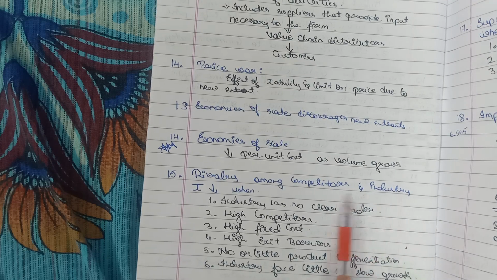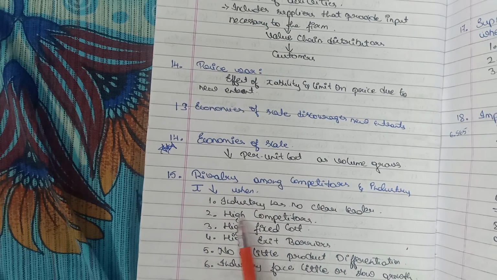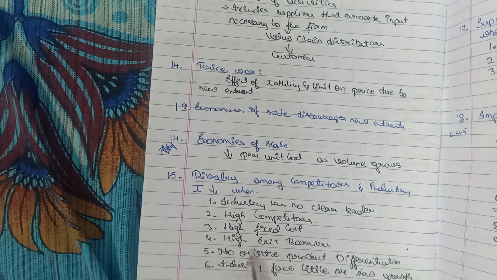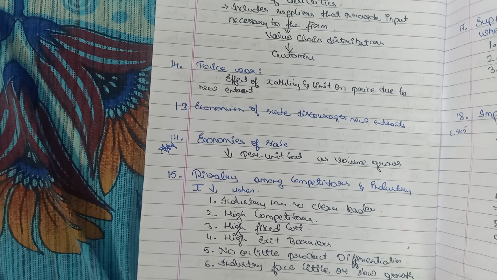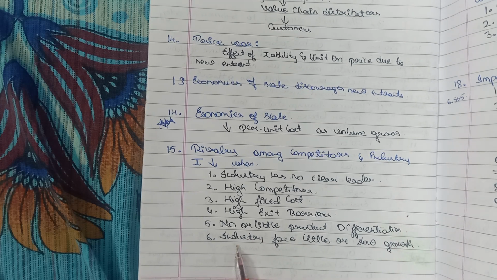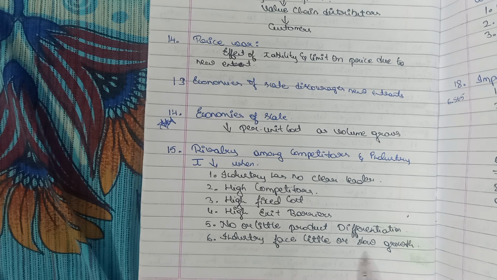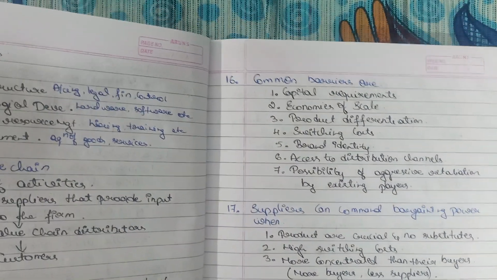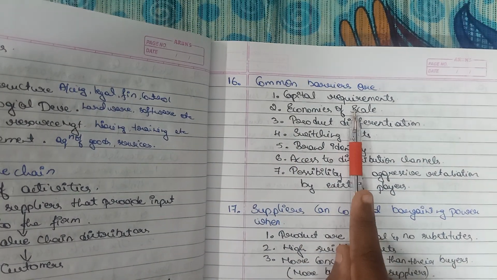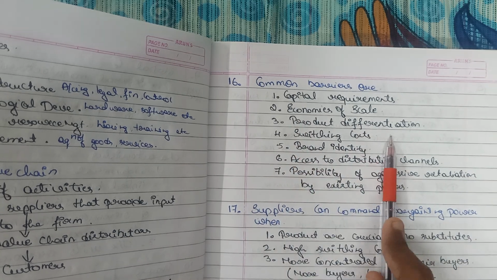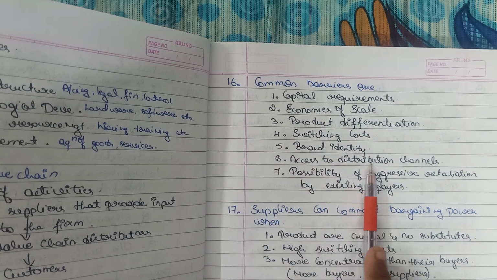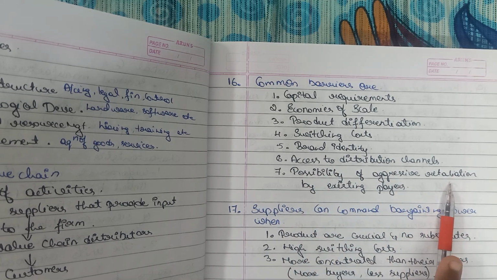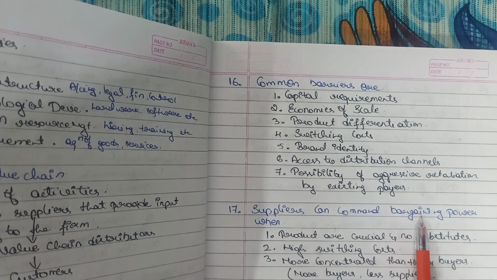Rivalry among competitors in industry. Profit will be less when the industry has no clear leader, high competitors, high fixed cost, high exit barriers, no or little product differentiation, and the industry faces little or very slow growth. Common barriers are capital requirement, economies of scale, product differentiation, switching costs, brand identity, access to distribution channels, possibility of aggressive retaliation by existing players.